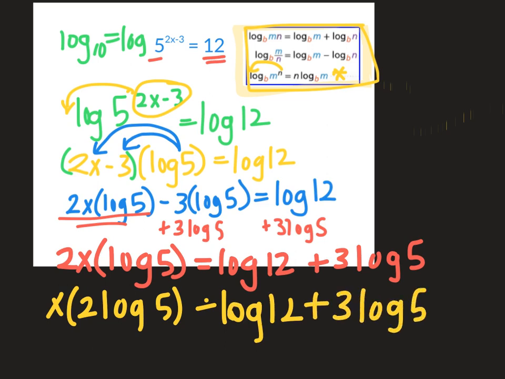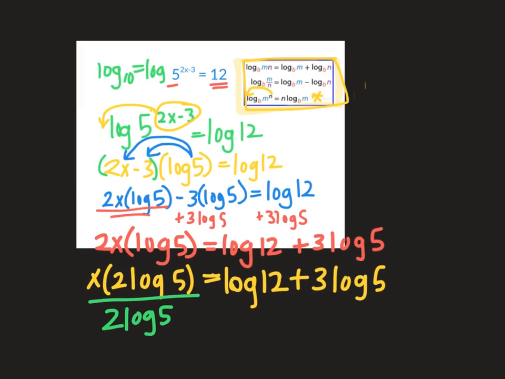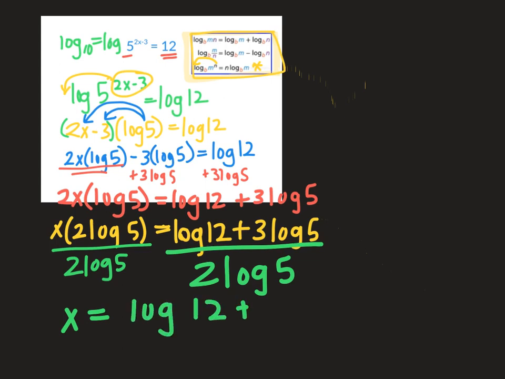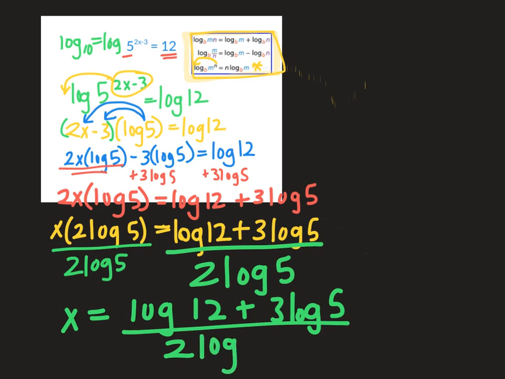Sorry, my things didn't connect all the way for everything. So essentially you're doing x times 2 log of 5. To move that, I'm going to divide both sides by 2 log of 5. Again, I'm going to shrink it and move it up. So divide this whole thing by 2 log of 5. Now at this point we can put it into our calculator, and our final answer is going to be x equals log of 12 plus 3 log of 5, all divided by 2 log of 5.